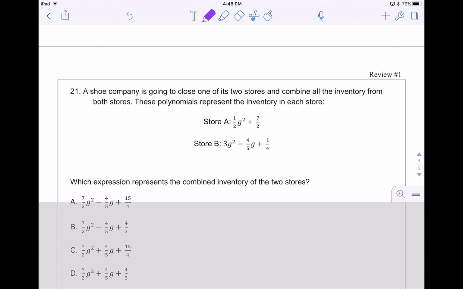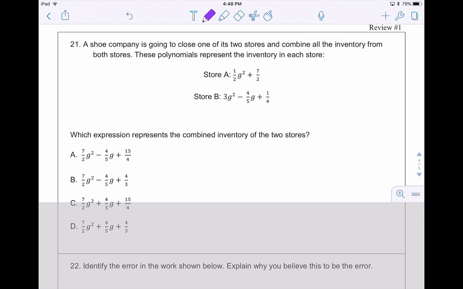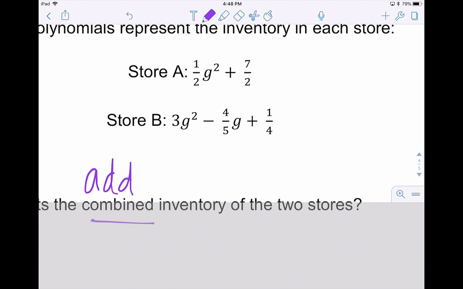Problem 21 says a shoe company is going to close one of its 2 stores and combine all the other inventory from both stores. These polynomials represent the inventory in each store. Which expression represents the combined inventory of 2 stores? So combined means we're going to add them together. So if I look at store A, I have a g squared and a number. Store B, I have a g squared, a g, and a number.